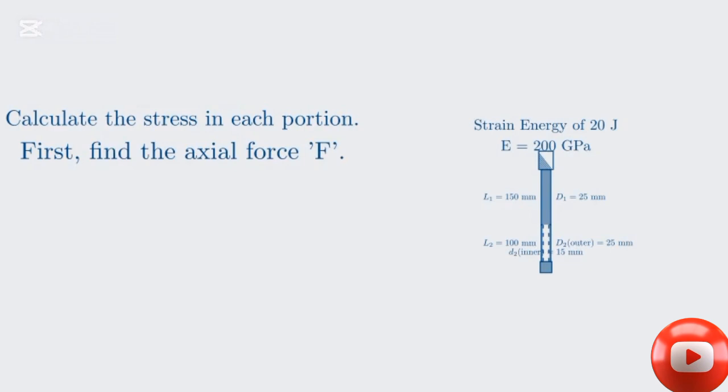The question asks us to calculate the stress in each portion. But first, we need to find the unknown axial force F that is causing this strain energy. This force F is the key to solving the problem, as it is the same throughout the entire bar. Our first major step is to calculate this force F using the given strain energy.